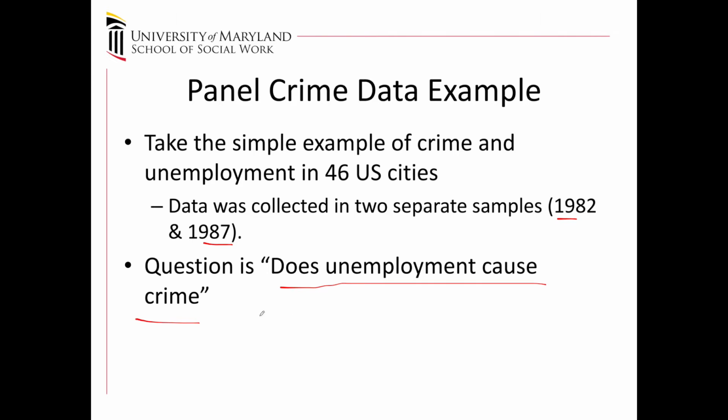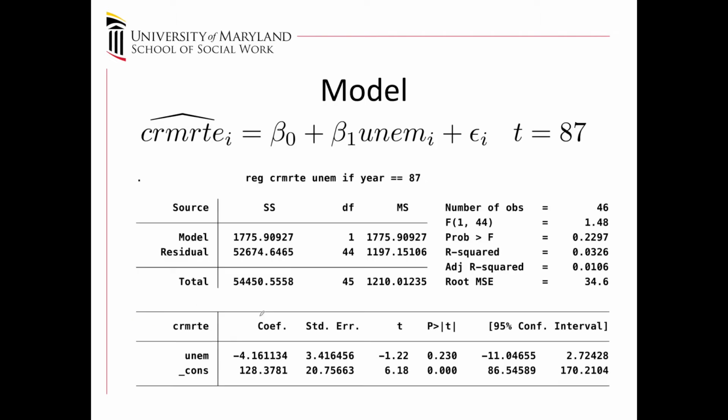So the first thing we could do, which we all know is wrong, is run a cross-sectional model. So here I just have 1987, right? I just said that I just want the year 1987, and I want to predict crime rate as a function of unemployment. We get our intercept, right? That is here, and we get our beta coefficient for unemployment, and that is here.